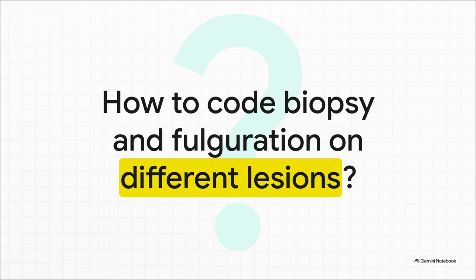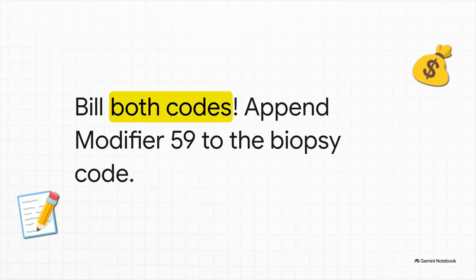Let's try scenario 3, and this one is a bit tricky. The surgeon takes a biopsy from one bladder lesion. Then they move to a completely separate, distinct lesion and fulgurate it. How are we coding this? Because these are 2 distinctly different anatomical spots in the bladder, we actually get to bill both. You assign the size-based fulguration code for the treated lesion and the biopsy code for the sampled lesion. But remember, you have to use modifier 59 on that biopsy to bypass the bundling edit.